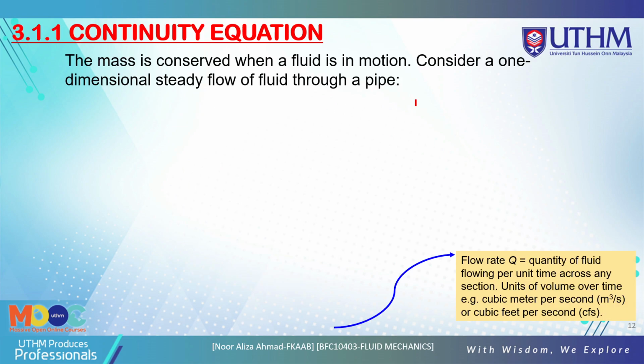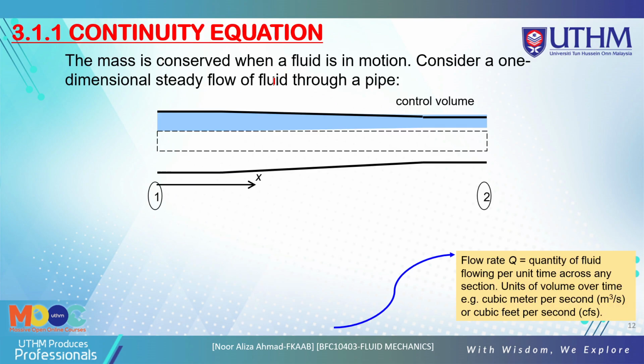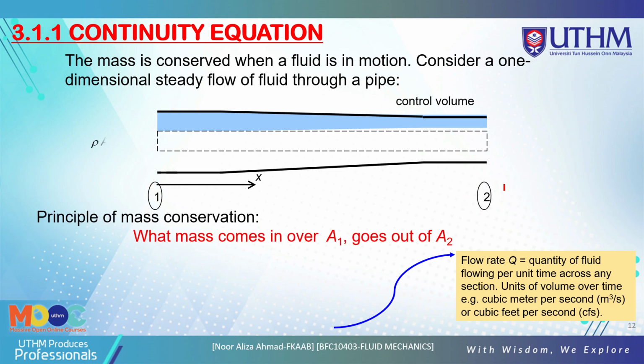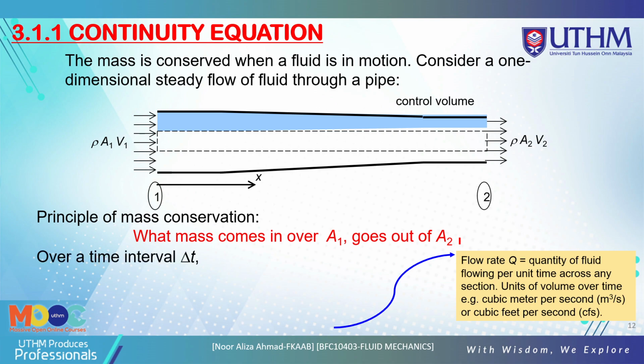Okay, so now we look at the continuity equation here. The mass is conserved when a fluid is in motion. Consider a one-dimensional steady flow of fluid through a pipe, from point 1 to point 2. Using the principle of mass conservation, mass comes in over A1 and goes out over A2. So this is the concept of the continuity equation: mass in over A1 is equal to mass out over A2.